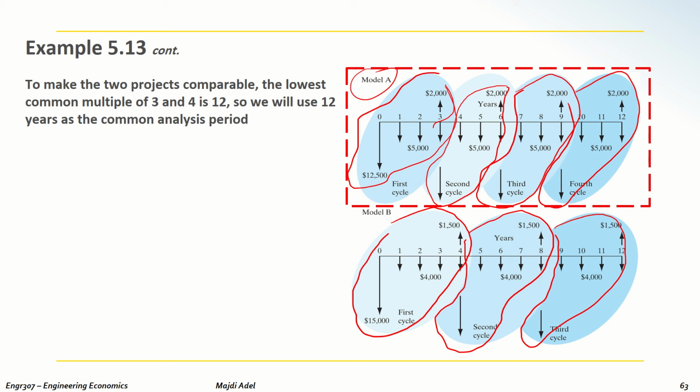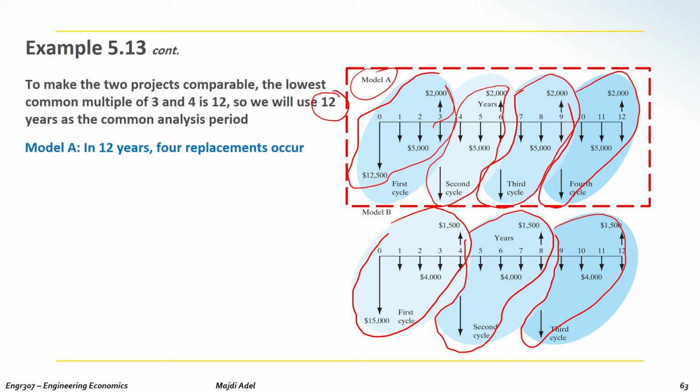The life of project A is 3 years. The life of project B is 4 years. So I need to find the lowest common multiple of 3 and 4. The lowest common multiple of 3 and 4 is 12. So my analysis period is going to be 12 years. This is my analysis period.